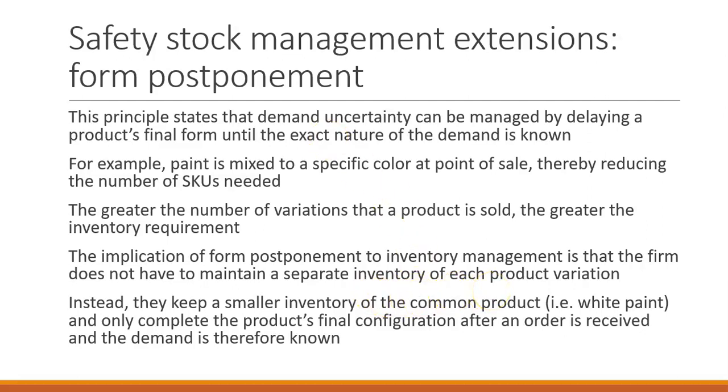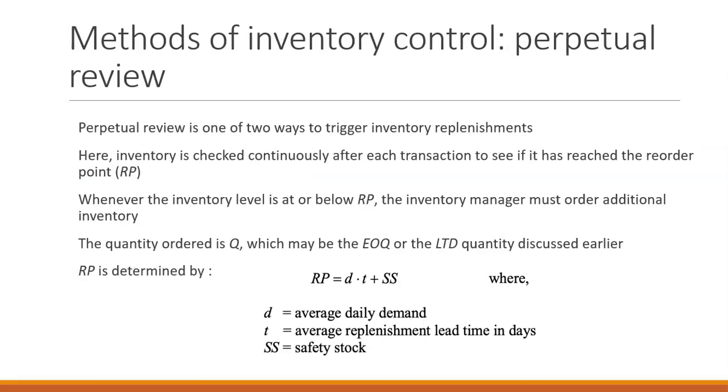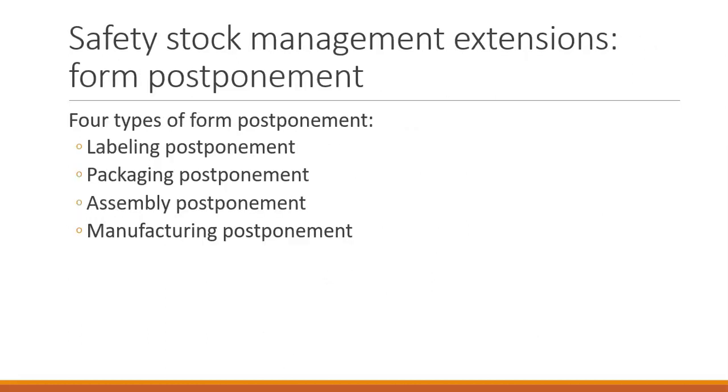So instead, we keep a smaller inventory of our common product and then only complete the customization when the customer orders it. There are 4 different types of form postponement. Okay? So looking at labeling postponement, packaging postponement, assembly postponement, and manufacturing postponement. Okay? So the different ways that we can customize items and how long we can postpone a product's final form.